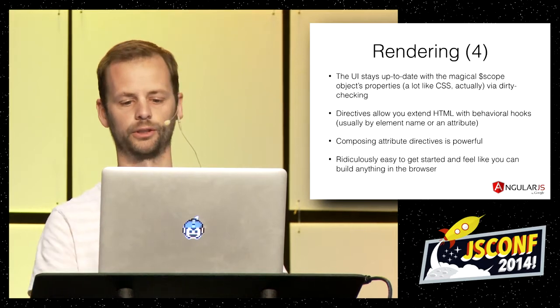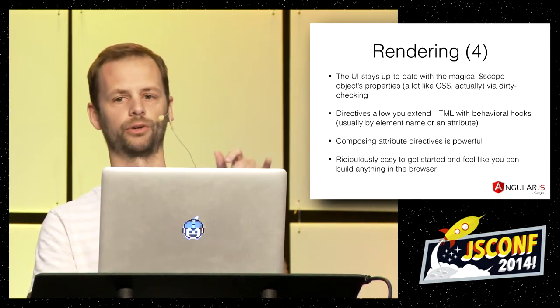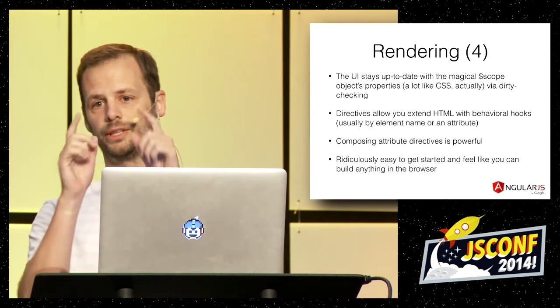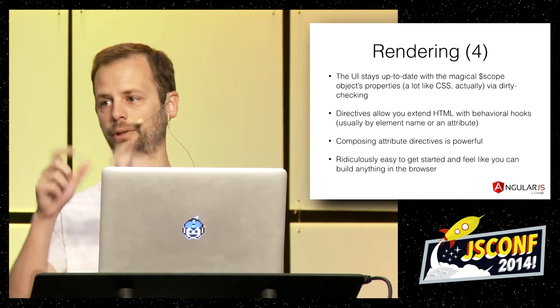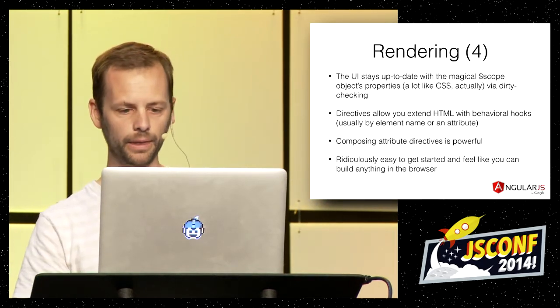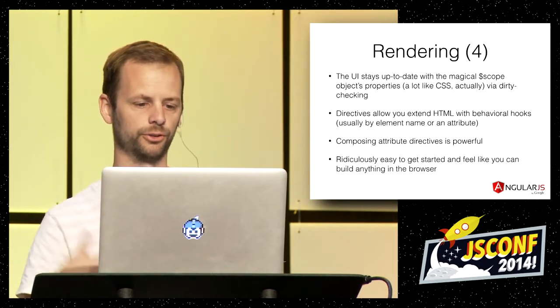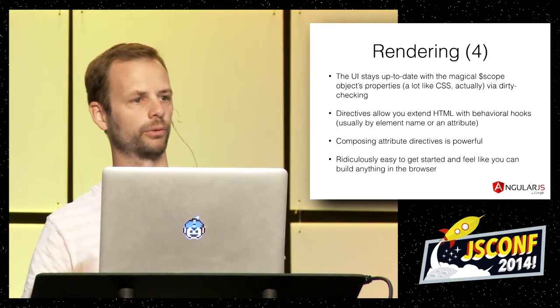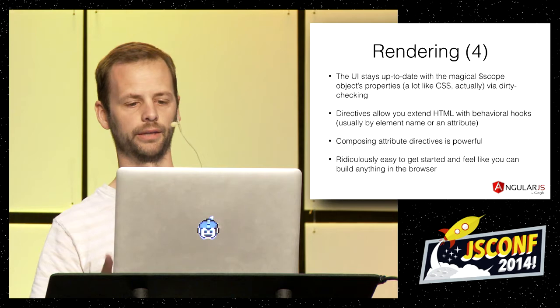Composing attribute directives is also pretty powerful. If you want to make something draggable and have a tooltip, you just have two attribute directives. You just give them some attributes on your HTML element and you get that behavior. So you can compose those together really well. But essentially, it's just a whole bunch of directives that are hooks based on the name of an element or the attribute on the element that gives it some behavior.